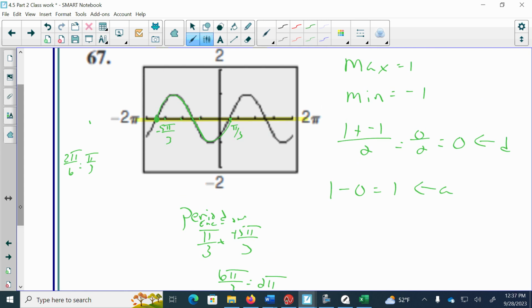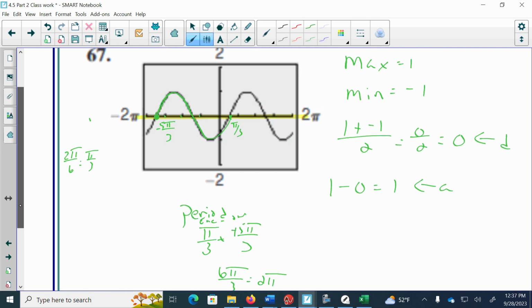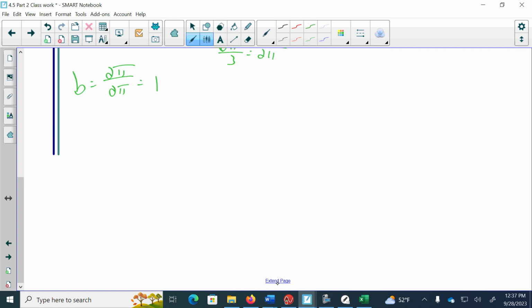To find my c, I take the x value where I start and go up. So in this case, that's going to be that -5 pi over 3. C is going to equal that -5 pi over 3. That's my x value, and I'm going to multiply it by my b, which is 1. So my c is going to be -5 pi over 3.